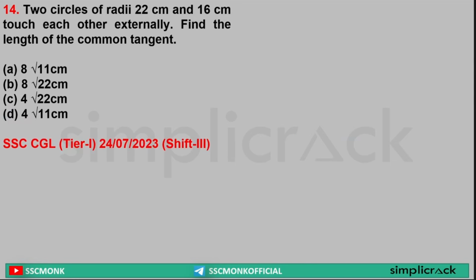Next, two circles of radius 20 centimeter and 16 centimeter touch each other externally. Find the length of common tangent. What I told you? 2 square root of R1 R2. Sir, 2 square root of 20 into 16. Square root of 16 is equal to 4, 20 as it is. 2 into 4 is equal to 8. 8 root 20 centimeter is the answer. That is option B. And which question are we solving? We are solving 2023 CGL tier 1 question.